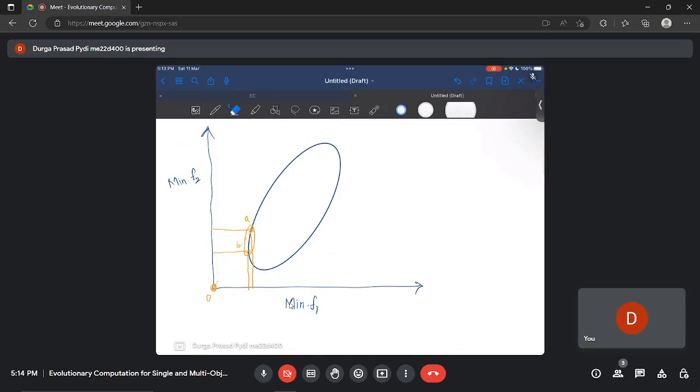Yes. My screen visible or is it frozen? B is dominating A. Yeah. Here B is dominating A. Yes. So in such case, this Pareto front will be at the left corner. Now suppose x-axis is a maximum of f1, then how will it move? 1 second. I think my screen is not visible.